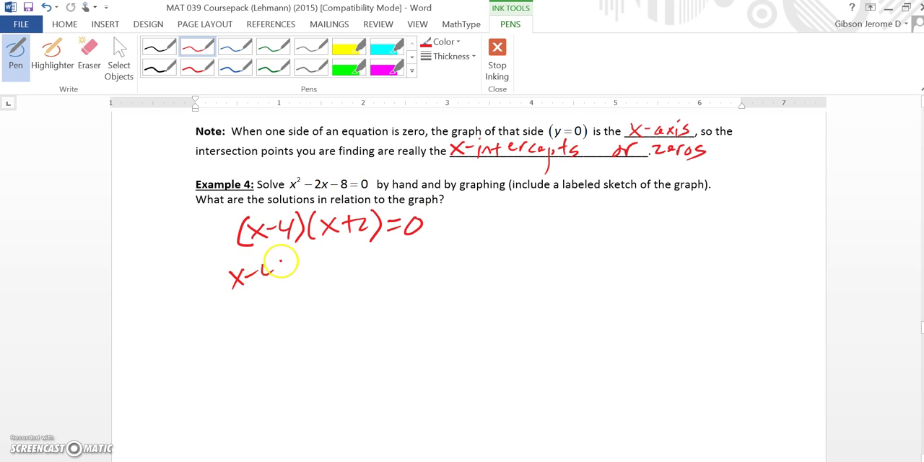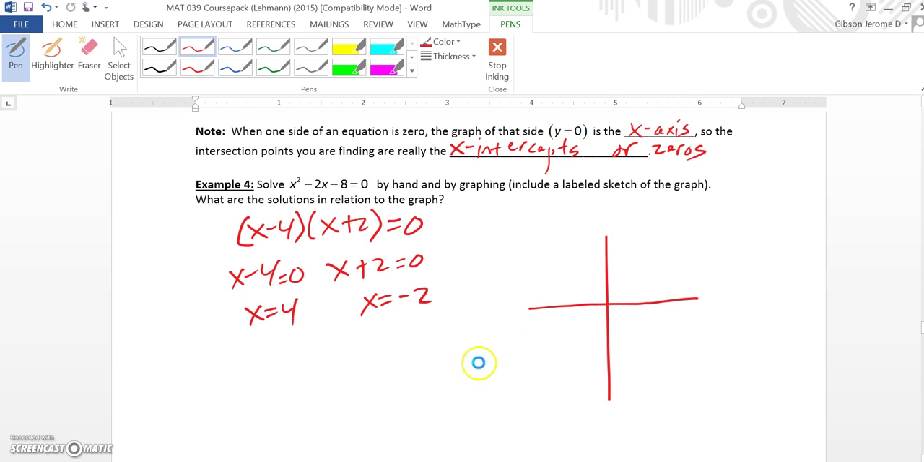Okay, so we will set both of these equal to 0: x minus 4 equals 0, and x plus 2 equals 0. So this will give us x is 4, and this will give us x is negative 2. So basically what is happening here is, with our sketch of the graph, we will have two values, and it will be a parabola. So we have a value here, which will represent negative 2, 0, and a value here that will represent 4, 0.